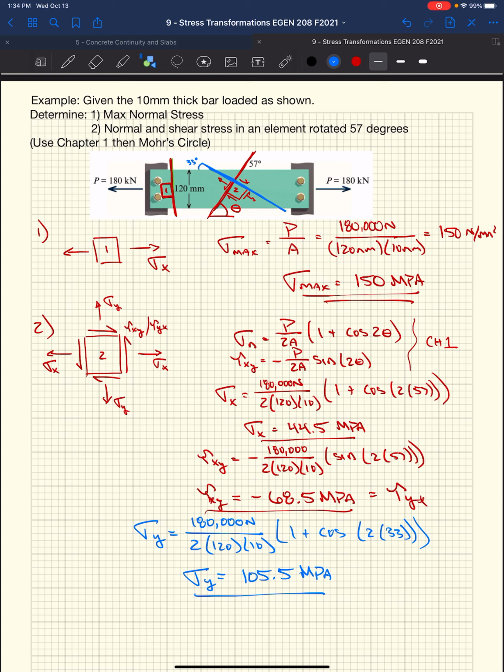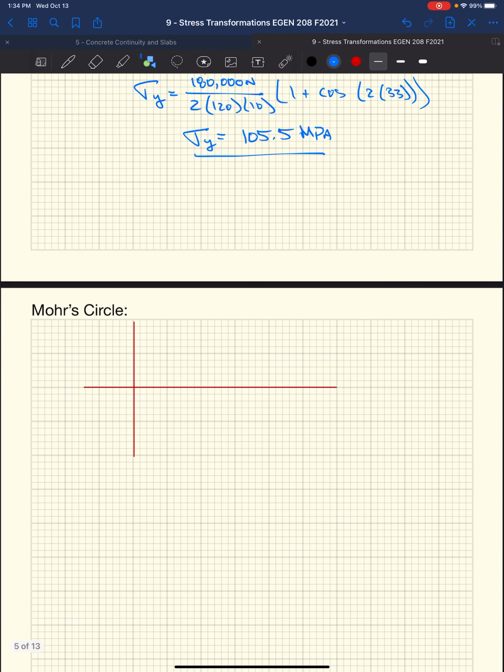I'm going to cut this bar. And I know that its normal stress, sigma x, equals 150 megapascals, okay? I know there's no shear stress on it. We don't have any torsion, or any bending on it, so we don't have any shear stress. We just have an axial load. So that also means that our stress in the y direction is 0. So that means that we get to plot our 2 points.